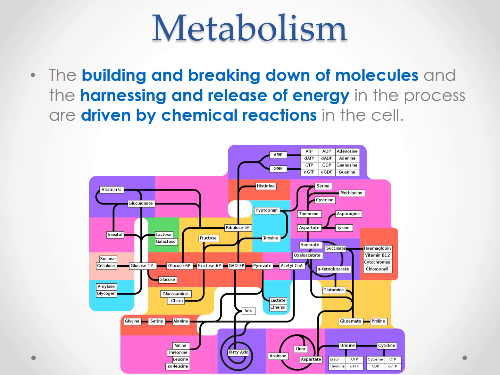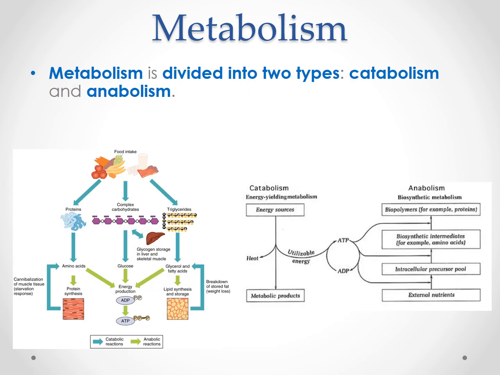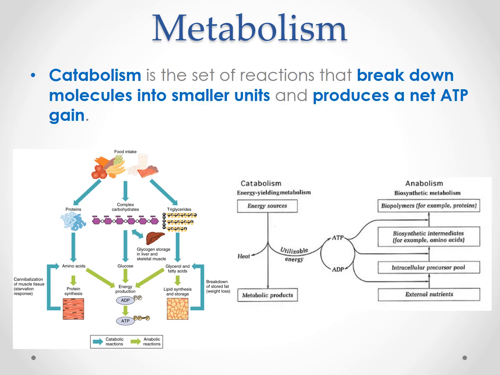And you can see this is showing you many metabolic pathways that are linked together. And so you're going to have products produced by one metabolic pathway feeding into other metabolic pathways as new substrates or molecules that are going to be linked together. So all of these work together in some way. Now, metabolism is divided into two major types, what we call catabolism and anabolism. And so we're going to talk about the difference between the two.